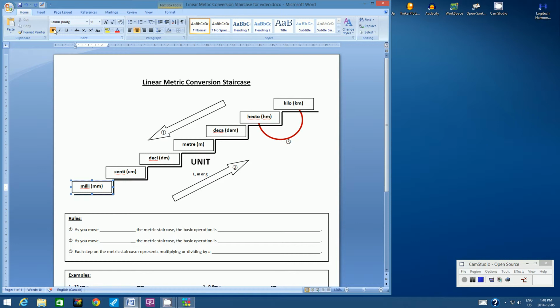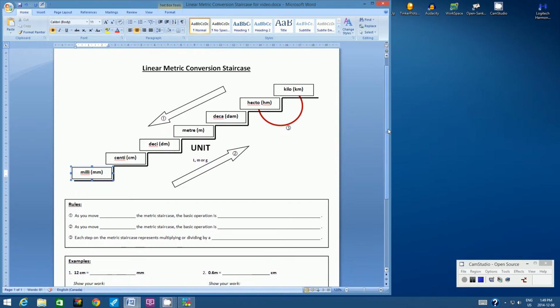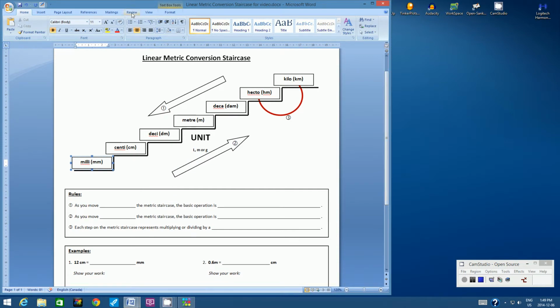Okay, so the first step for linear metric conversions is you have to memorize the metric staircase. You have to know what the biggest unit is, what the smallest unit is, and every unit in between. So how do we use this metric staircase? Let's go on and review our rules.